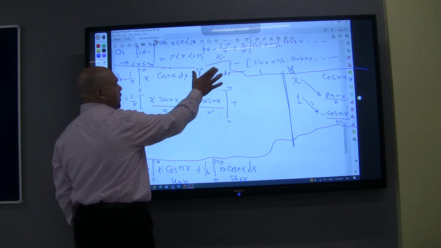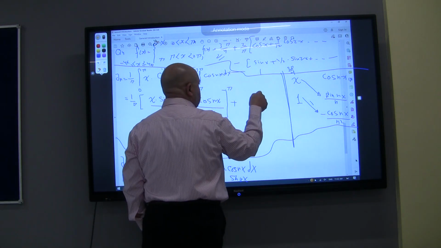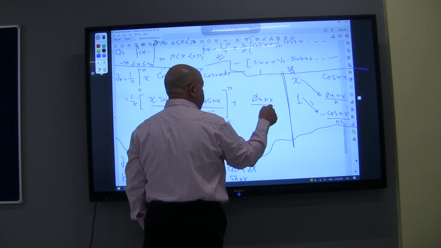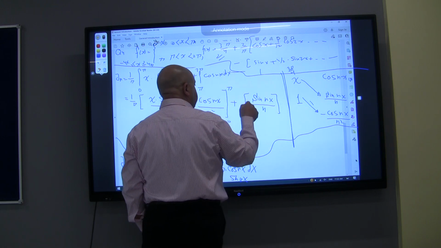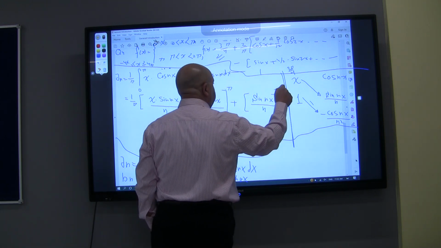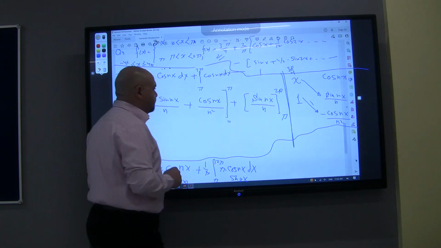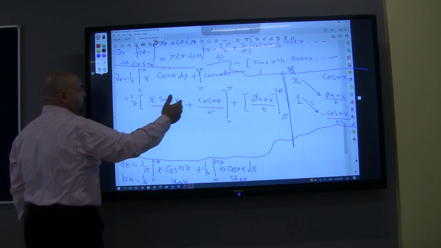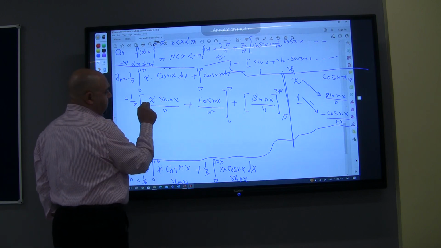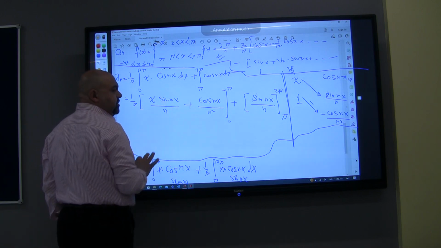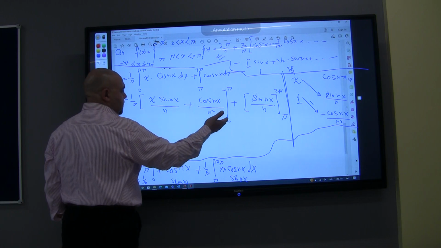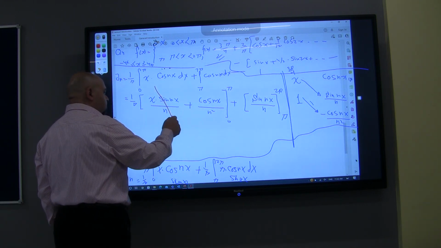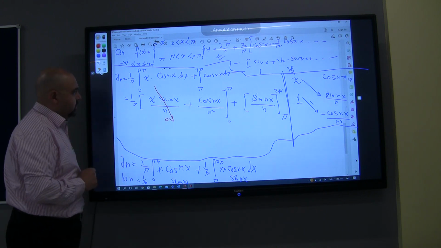Then plus, I will integrate cosine nx, which is going to be sine nx divided by n. Then I will make the substitution from 2 pi up to pi. If we try to substitute by pi, this is going to be pi times sine n pi, which is going to be 0. Once you start substituting by 0, x is equal to 0 and sine nx equals 0, so this part is going to be cancelled.